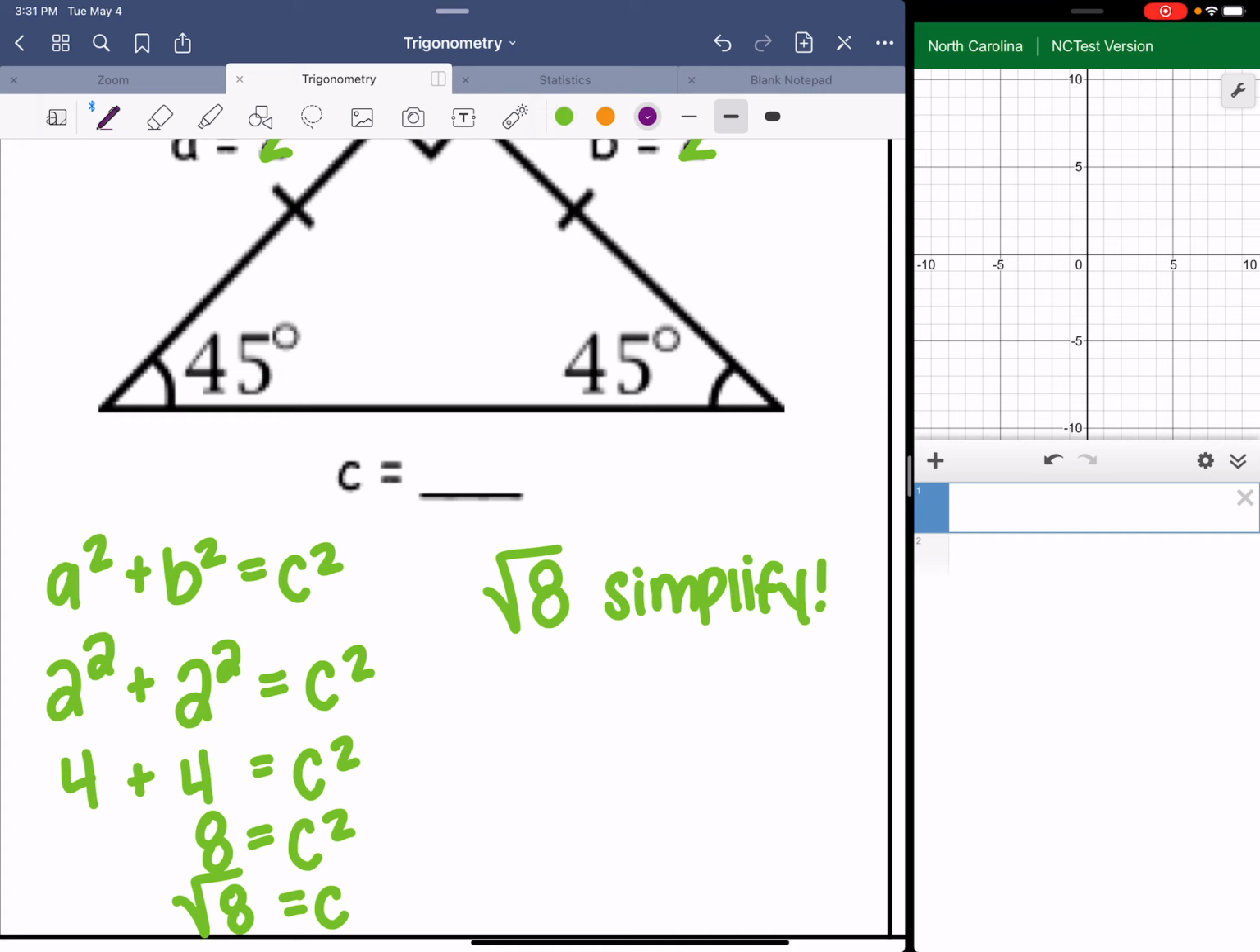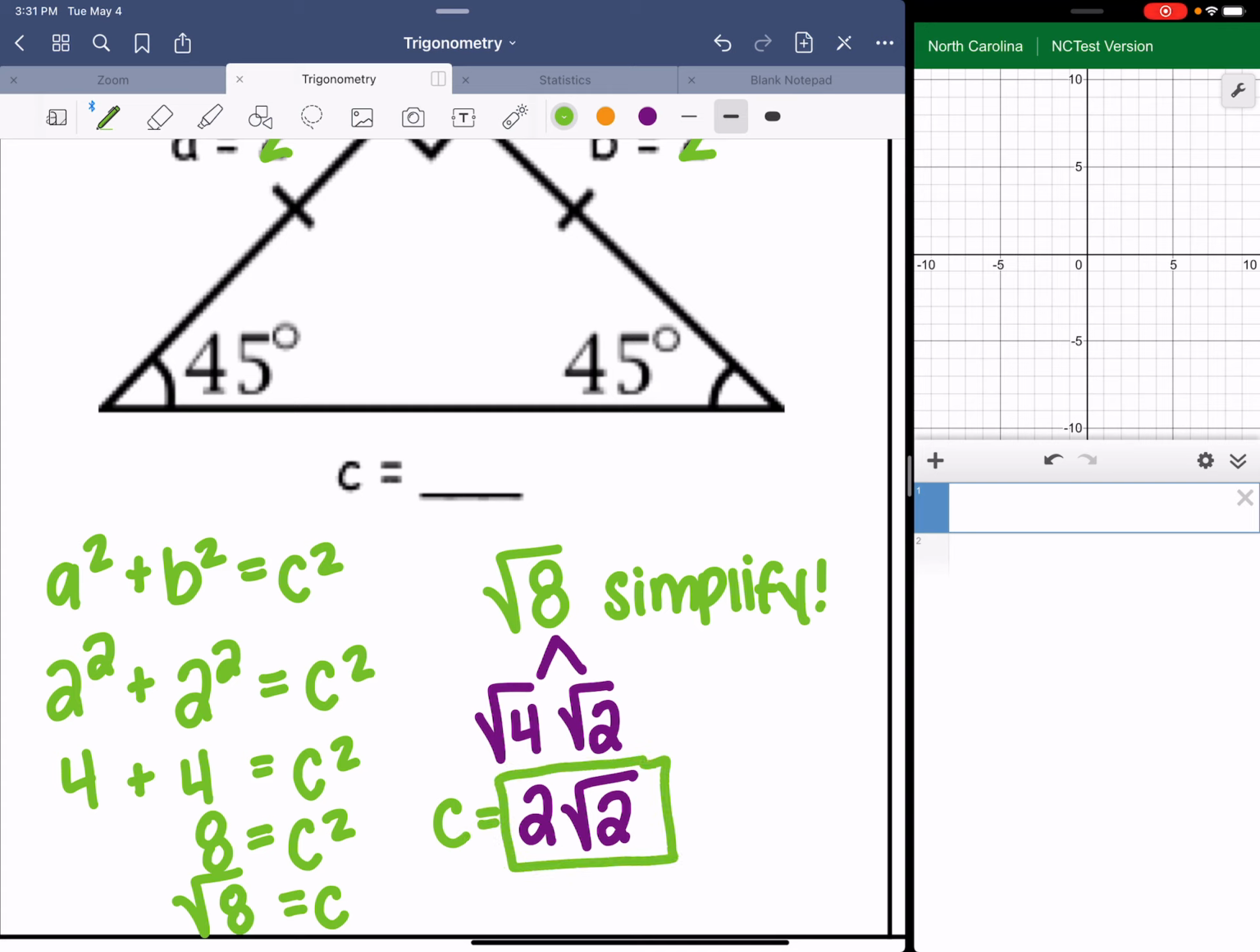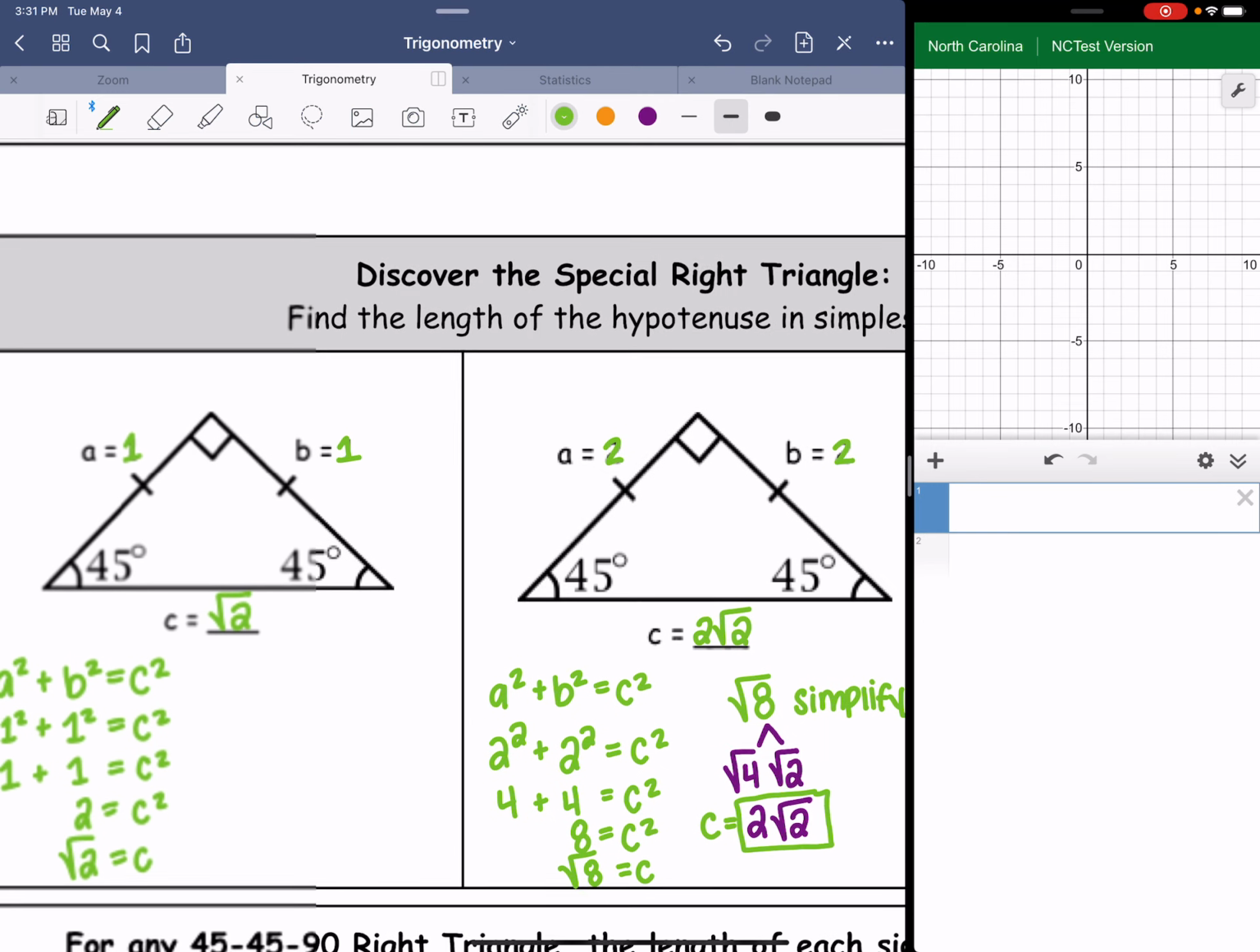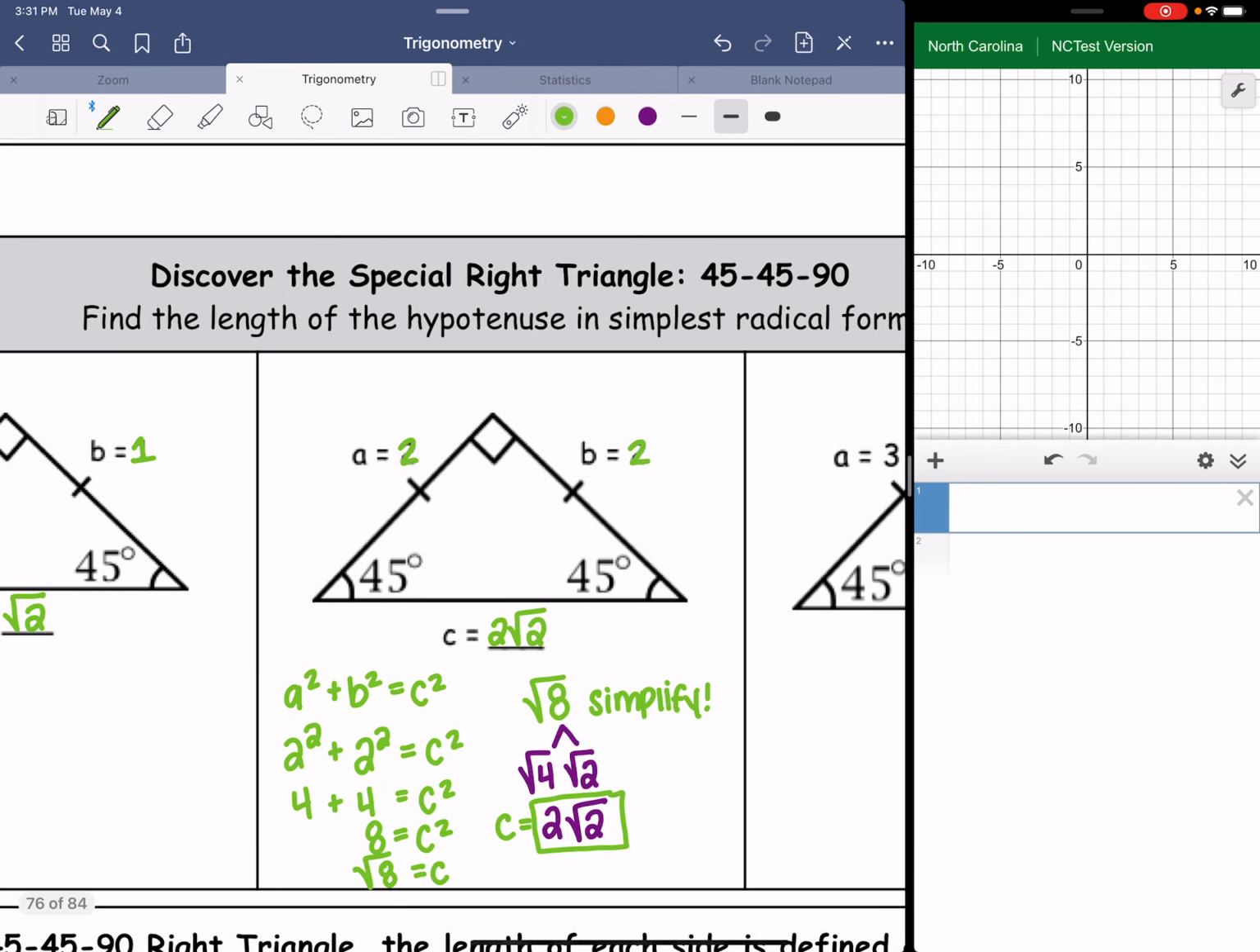So what are two factors that go into 8 where one of them is a perfect square? I would say, just based on things that I know equal 8, 4 times 2. So square root of 4 times square root of 2. Well, the square root of 4 is equal to 2, and then bring down your square root of 2. So c is actually equal to a simplified version of 2 square root of 2. Okay, so are you noticing a pattern yet? Let's see if we find a pattern with this third one.